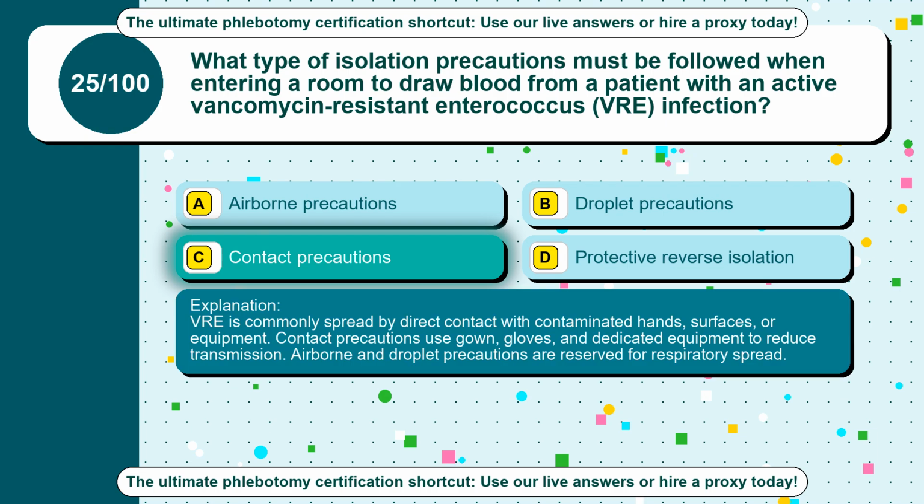VRE is commonly spread by direct contact with contaminated hands, surfaces, or equipment. Contact precautions use gown, gloves, and dedicated equipment to reduce transmission. Airborne and droplet precautions are reserved for respiratory spread.